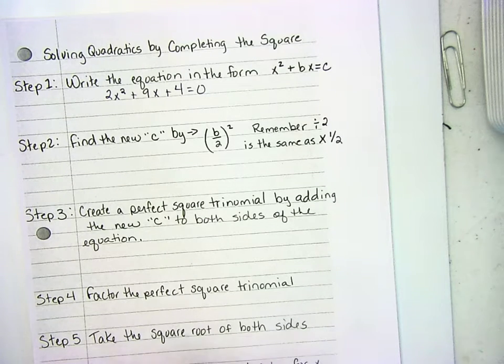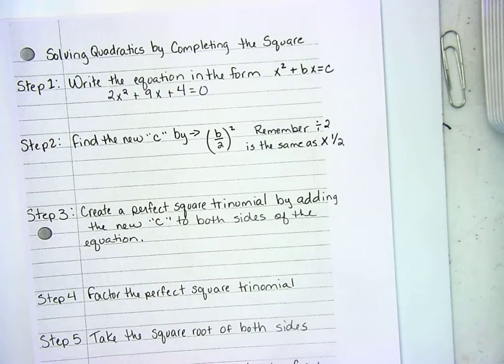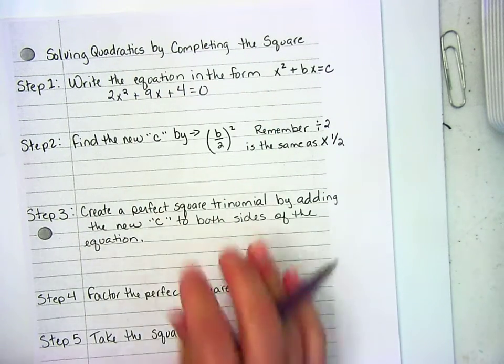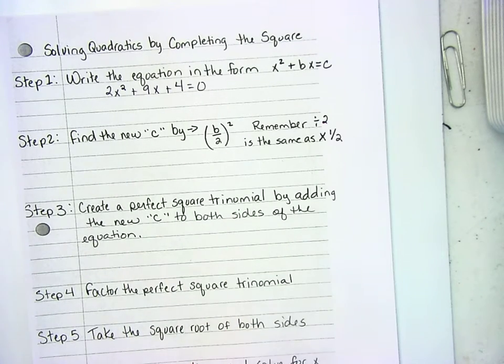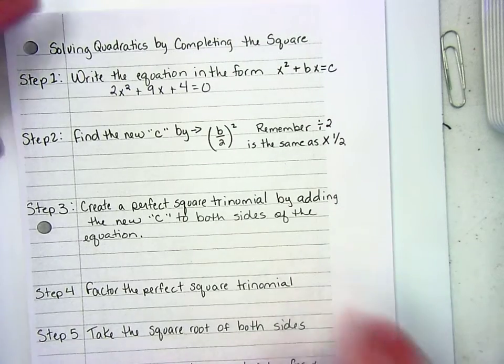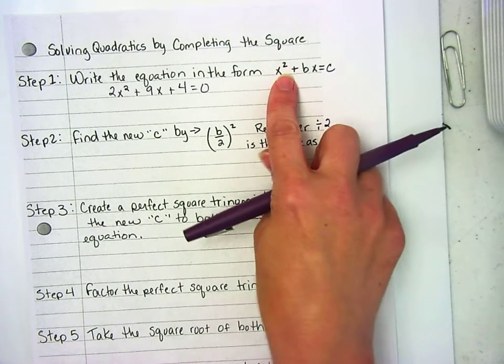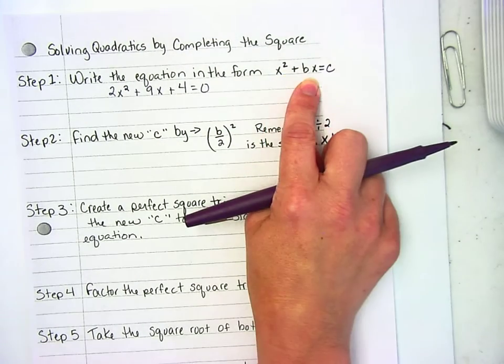Okay? So in completing the square, I've laid this out in 6 steps. This blank page will be on my website if you want to print it out, so you can work these problems out separately, like break it apart into these steps. Maybe a little bit easier if you're struggling with it. Okay, so the first step says I need to put this into x squared plus bx equals c.